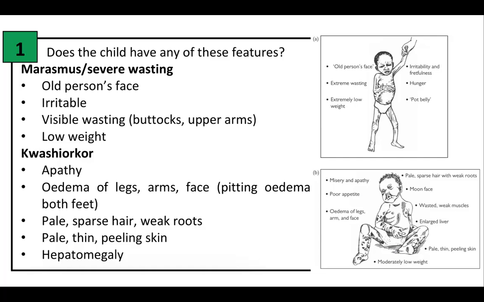The first thing is severe wasting, which is also called marasmus. The patient will present with an old person's face, irritable, visible wasting, especially the upper arms, the buttock, and the ribs, and also low body weight. The other type of malnutrition is kwashiorkor, which the patient will present with apathy and edema of legs, arms, face, and some skin rash, and hepatomegaly.